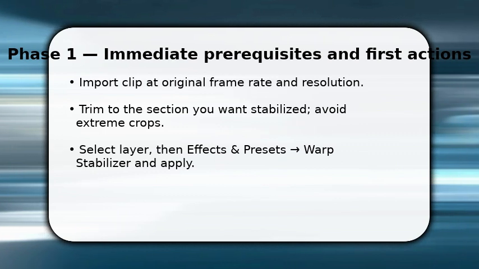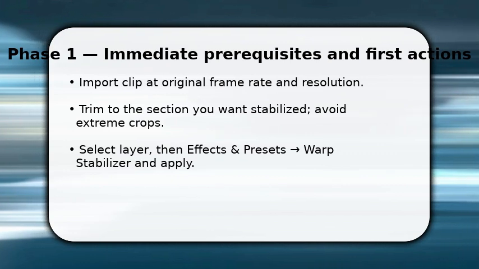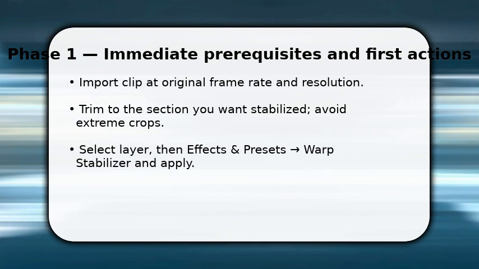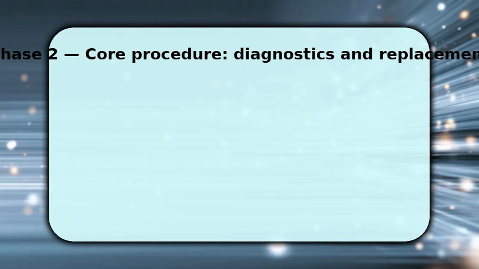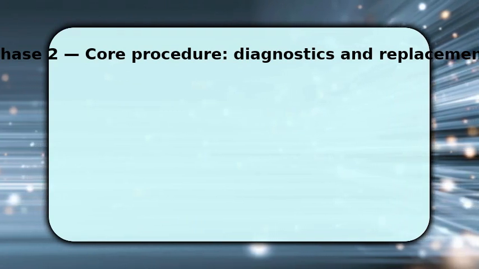Once applied, After Effects immediately begins to analyze, so make sure the clip is rendered or cached if possible. This saves time and prevents dropped frames while the analysis runs in the background. Once analysis finishes, adjust the key parameters to control how the shot behaves.